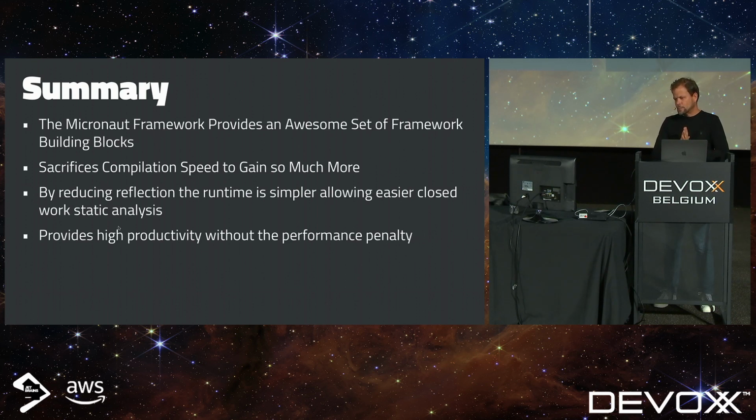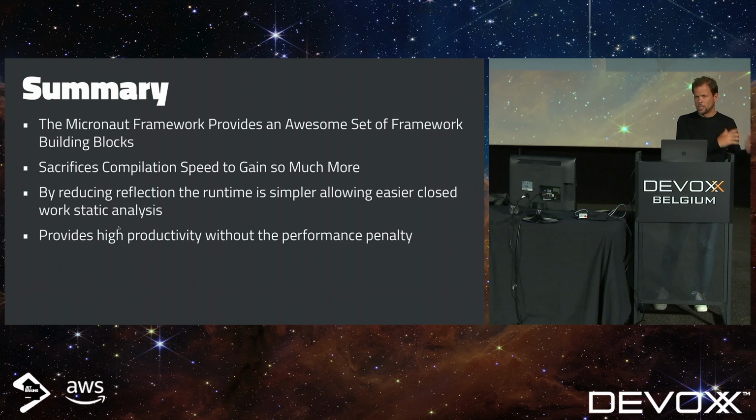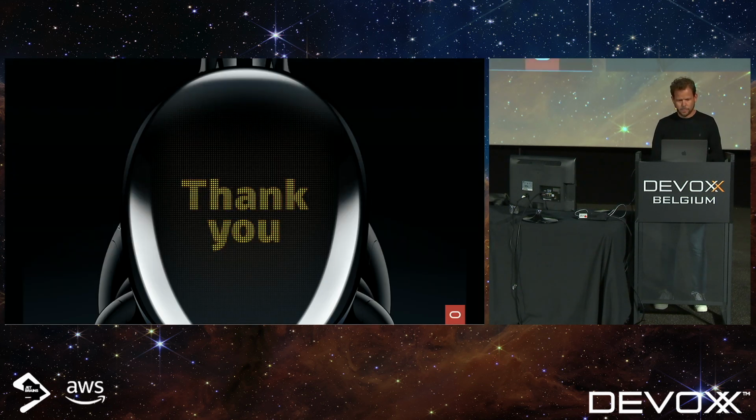And by reducing reflection, we allow that easier closed world static analysis for the native image tuning. But productivity is also really important to us. So we want all of these features. We want it all. We want the high productivity, but without paying the performance penalty of using traditional runtime features of the Java language. Right.